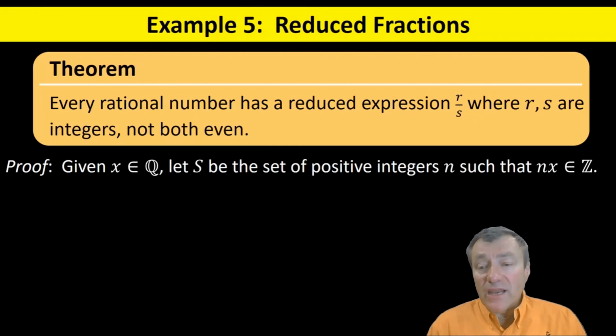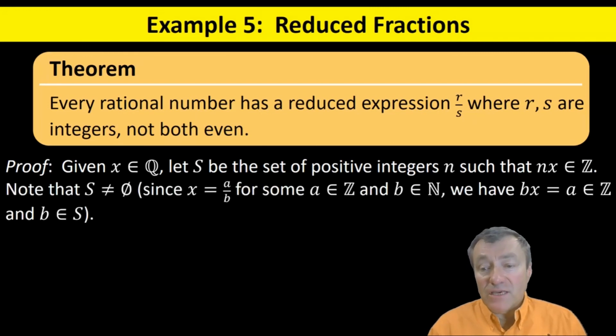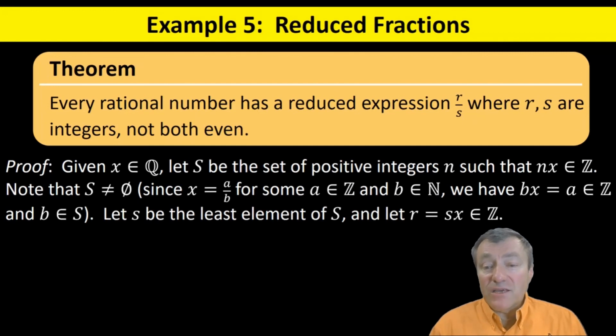For the proof, we let x be a rational number, and let S be the set of all positive integers n such that n times x is an integer. This is a non-empty subset of the positive integers. Why non-empty? Well, because x is rational, it can be written as a over b for some integers a and b, with b positive, so b times x is a, which is an integer. So that shows you've got an element b, which is in S. So S at least is non-empty. That's a start. So S being a non-empty subset of the positive integers, it must have a least element.